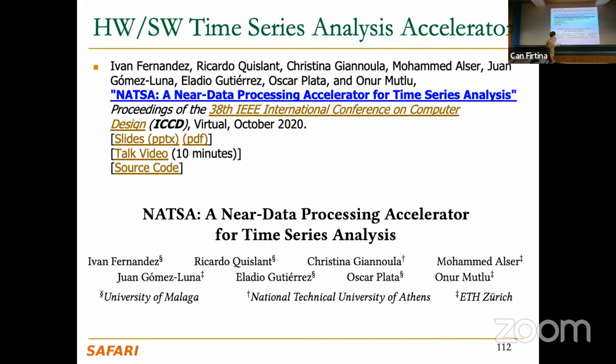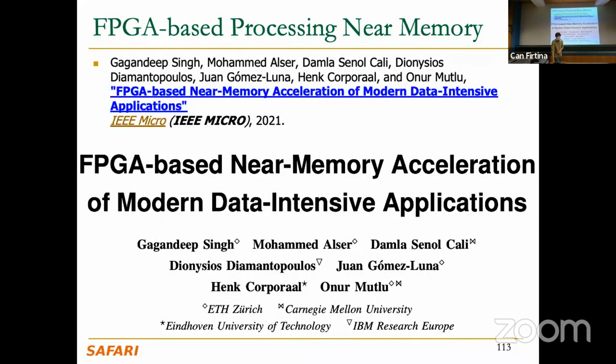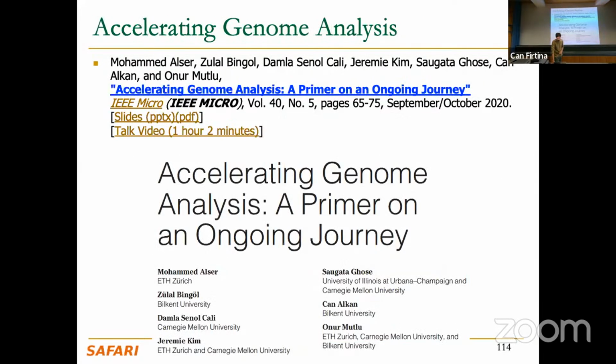This is another example, in this case a near-data accelerator for time series analysis. Time series are useful in many different domains. Bioinformatics is one of them. Earthquake detection is another one. In medical applications, for example, to monitor the rhythm of the heart of a patient. So it's widely applicable work as well. This is a newer version of the FPGA work. In this one, it's not only the weather prediction application, but also some bioinformatics algorithms.